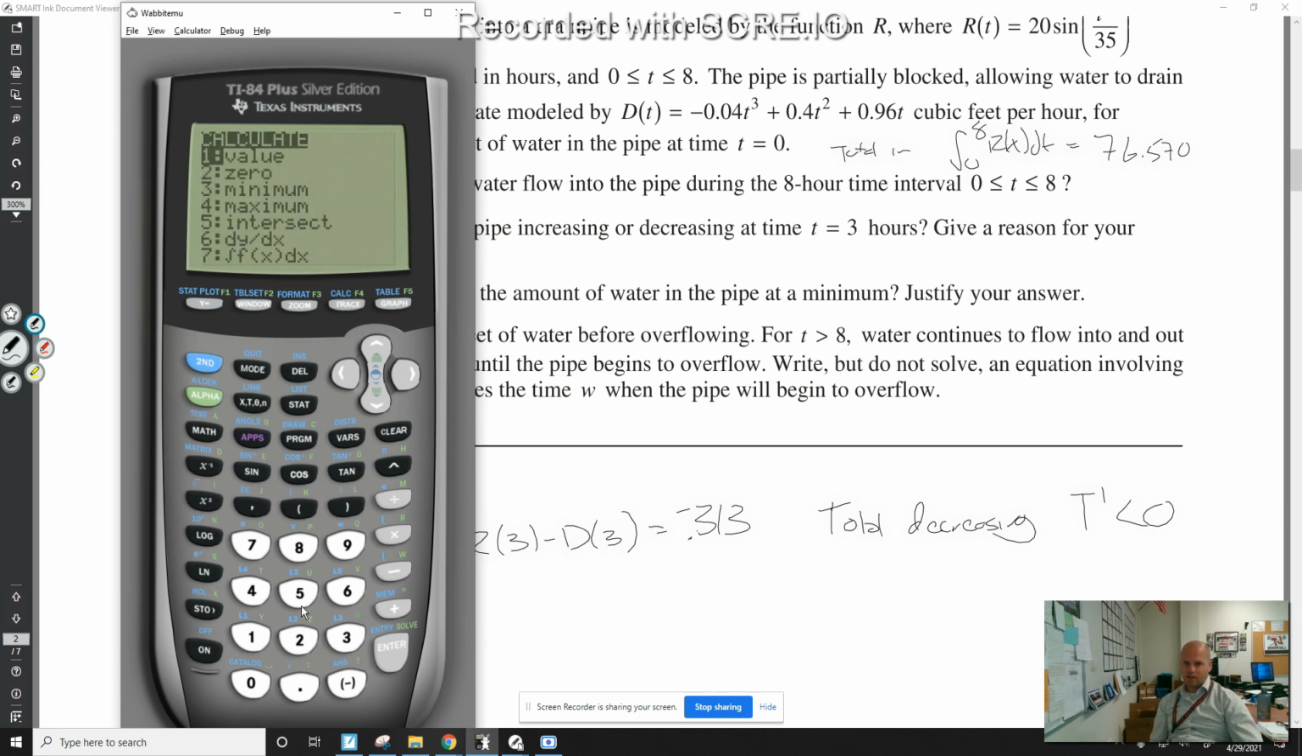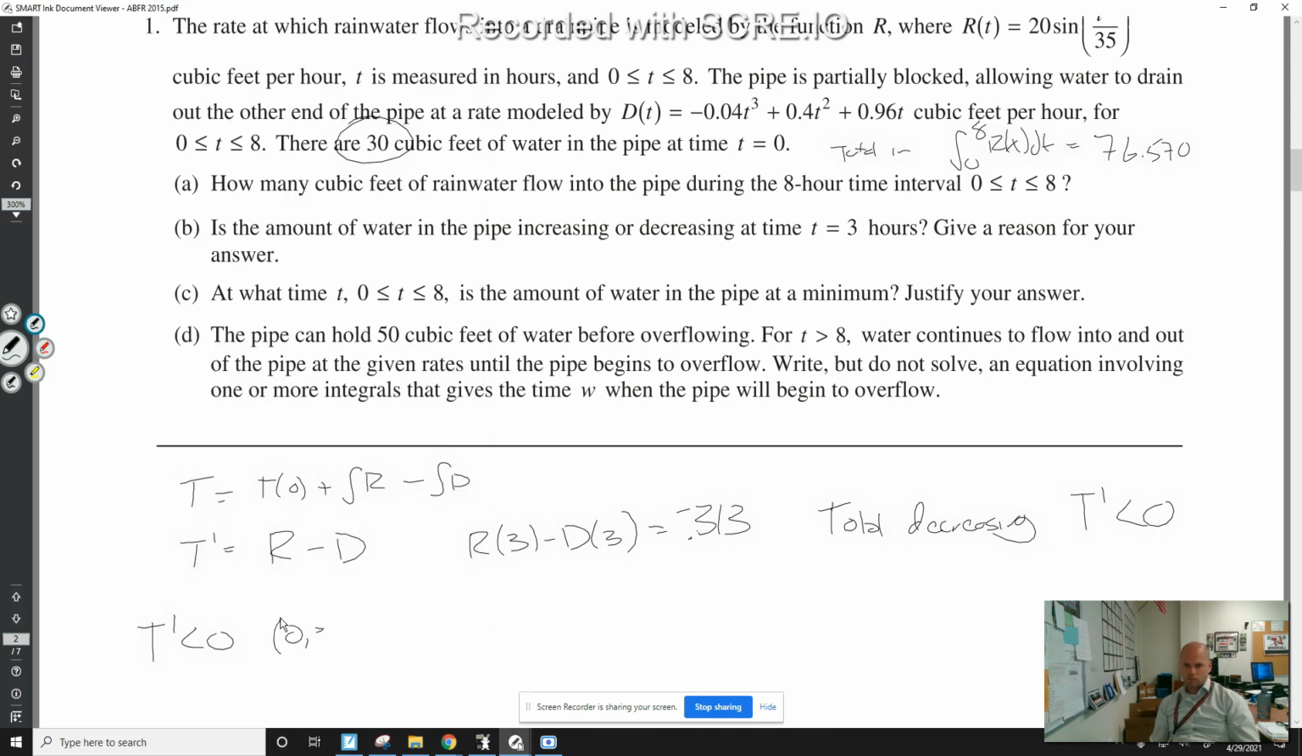Second calc intersect. T prime is negative from 0 to 3.271. And then T prime is positive from 3.271 to 8. Therefore, t equals 3.271 must be the min location. That's it. You don't have to even check values.